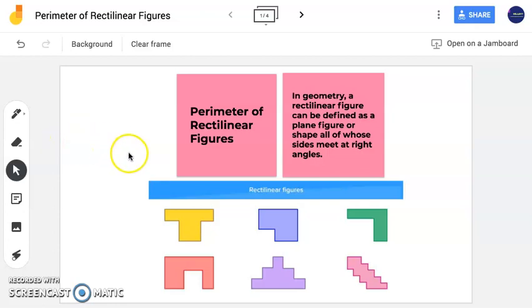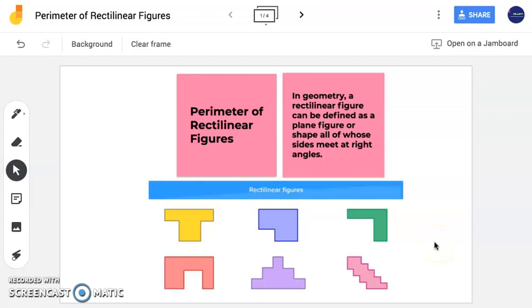Hello, today we're going to learn how to find the perimeter of rectilinear figures. Now the word rectilinear is a new vocabulary word for many of you. That means in geometry, a rectilinear figure can be defined as a plane figure or shape all of whose sides meet at right angles.